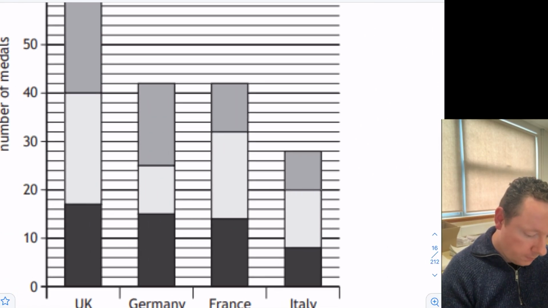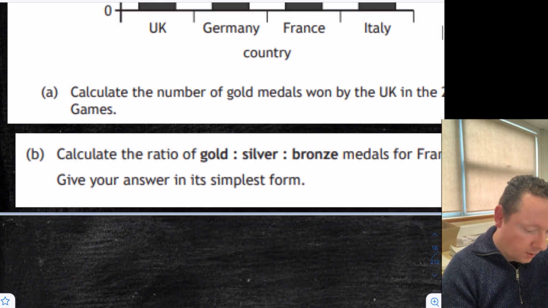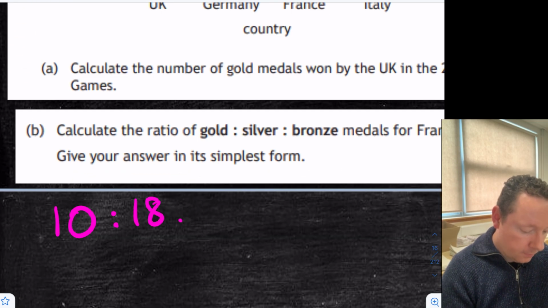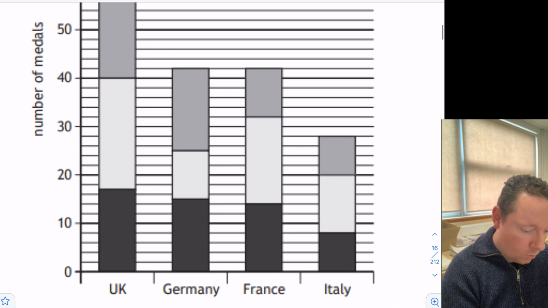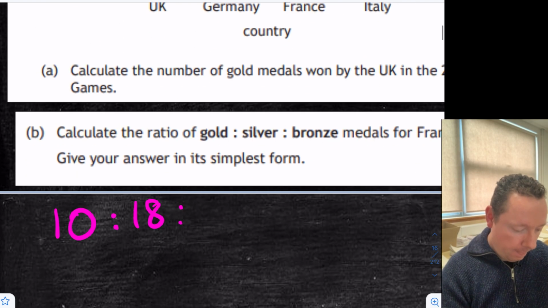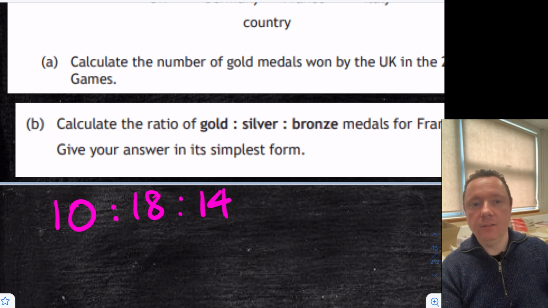We've got 30, 32 on, so that's 2, 4, 6, 8, 10 for the first number. So I'll just note these as I go. We've got 10, then the silver, 2, 4, 6, 8, 10, 12, 14, 16, 18. And the last one, 2, 4, 6, 8, 10, 12, 14. So initially we get 10 to 18 to 14.